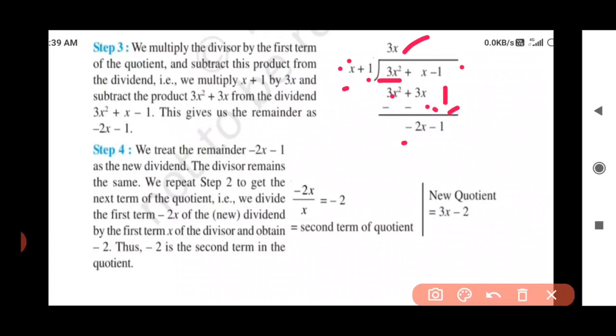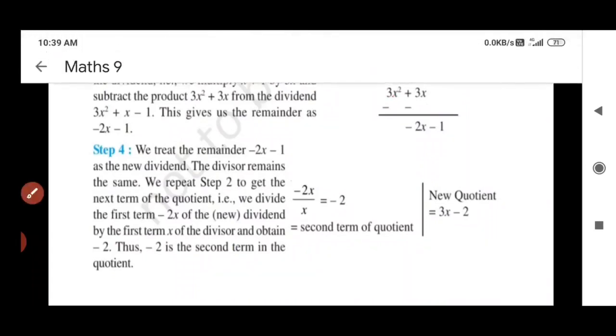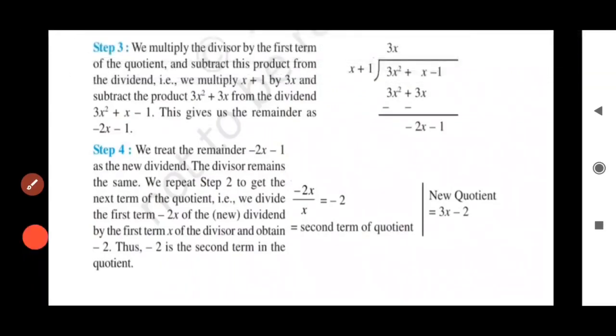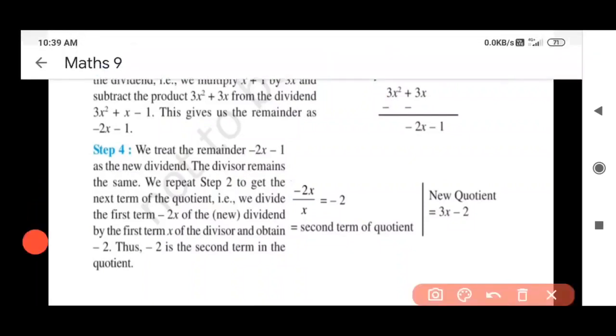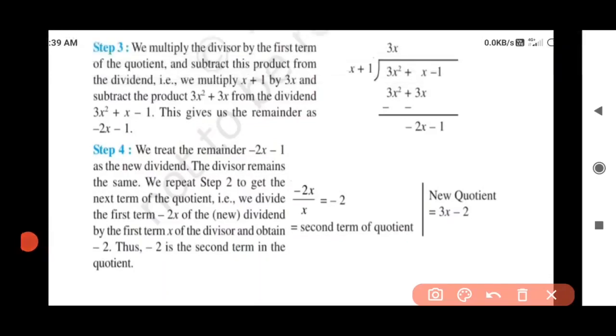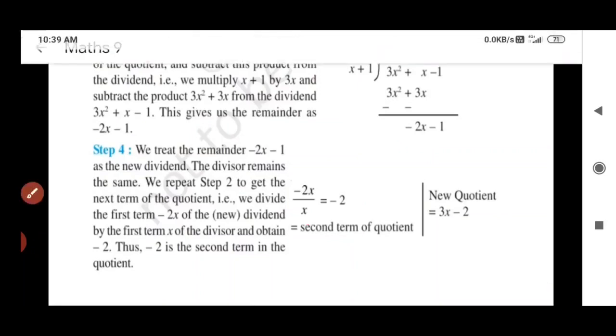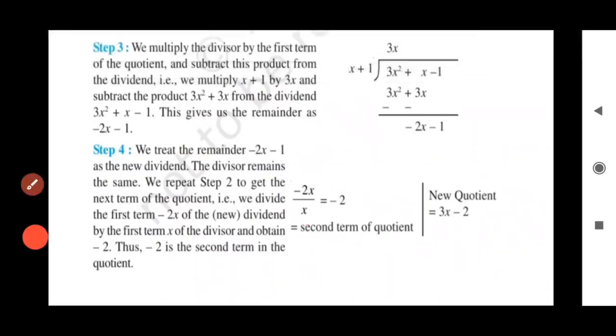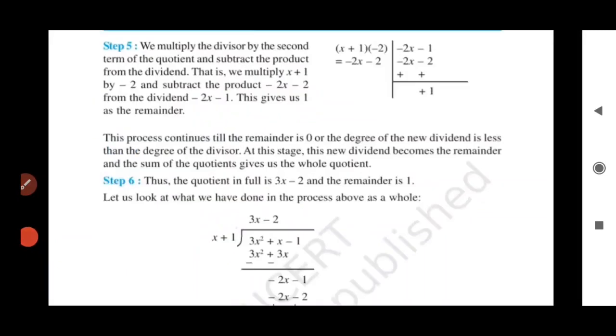Step number 4. We treat that remainder minus 2x minus 1 as the new dividend. The divisor remains the same. We repeat step 2 to get the next term of the quotient. So step number 2: the first term of the dividend divided by the first term of the divisor. So minus 2x divided by x, x term cancels, so the remaining is minus 2. So you need to write the new quotient minus 2 on the top.